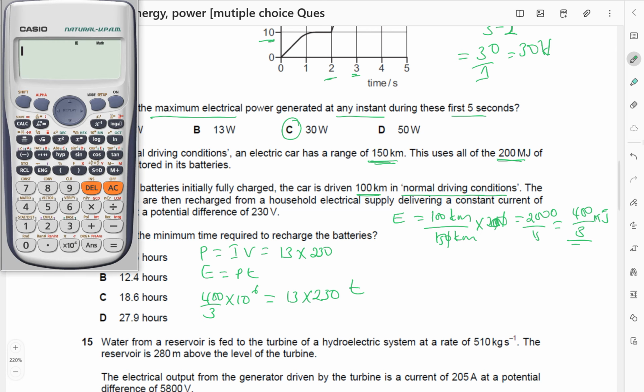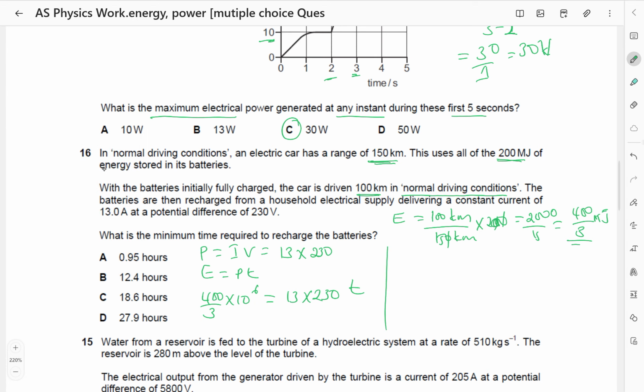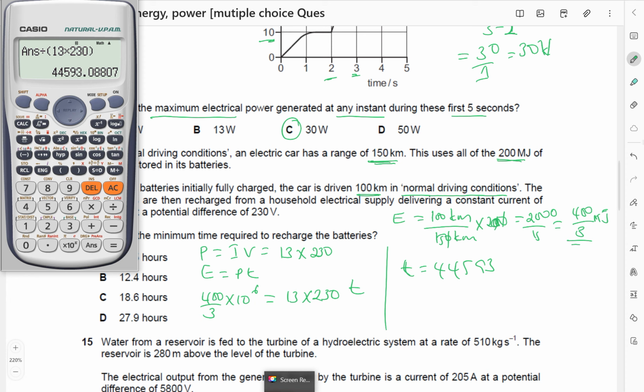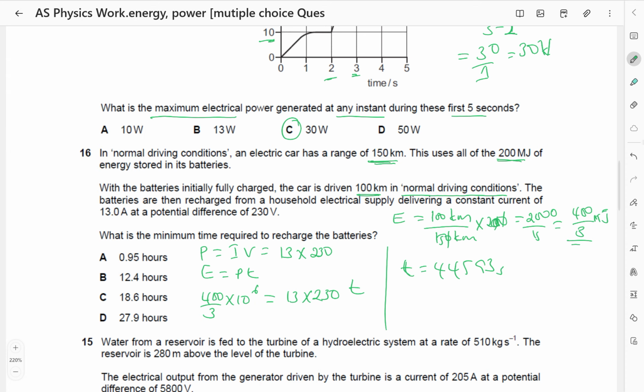I'll just press my calculator. So I have 400 exponent 6 divided by 3, then divide by 13 times 230. This is giving us the time in seconds as 44,593 seconds. We just change it into hours.